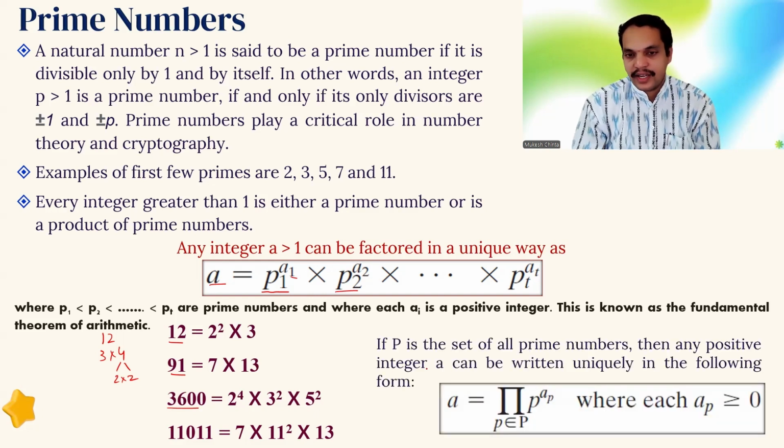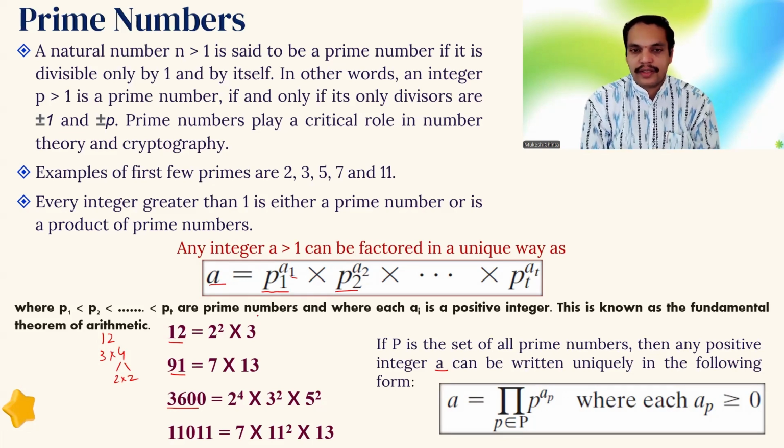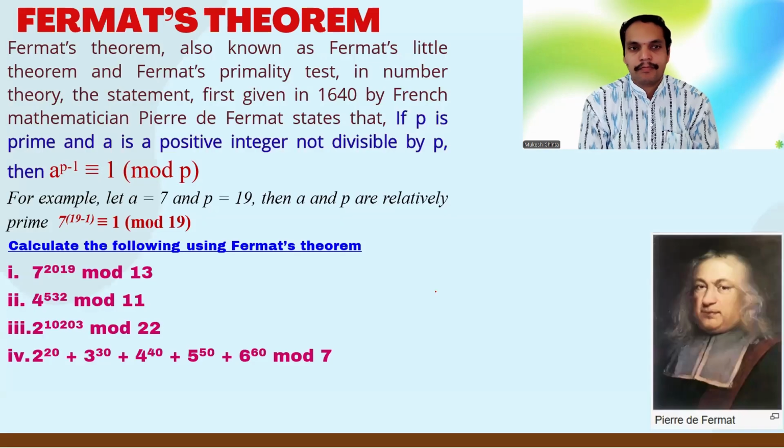So we have to understand that if P is the set of all prime numbers, then any positive integer a can be written uniquely in the following form: a is equal to the product over p belonging to P of p to the power of a_p, where each a_p is greater than or equal to 0. So the powers will either be 0 or greater than 0. This is how you can write any integer in the form of prime factors.